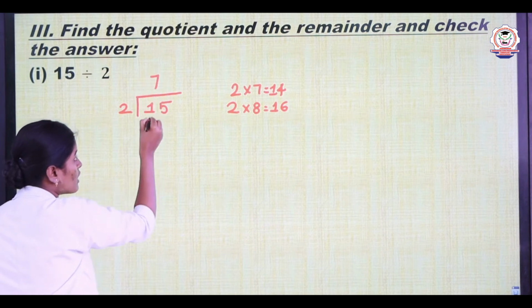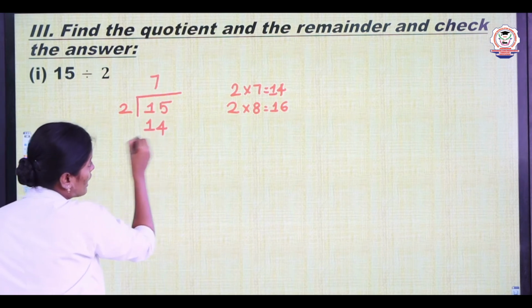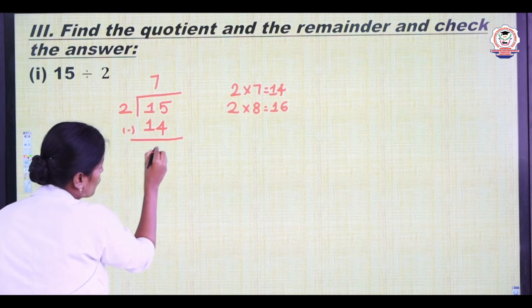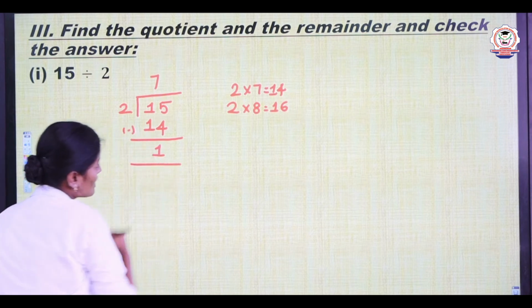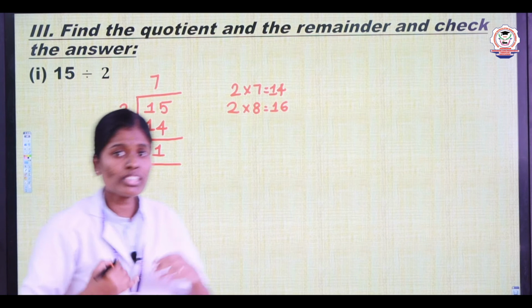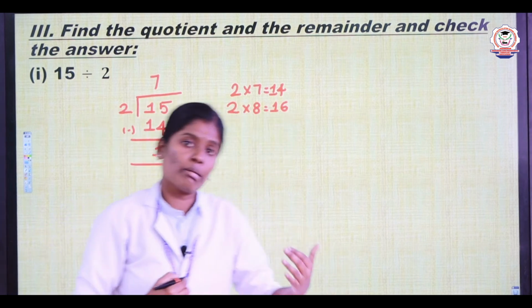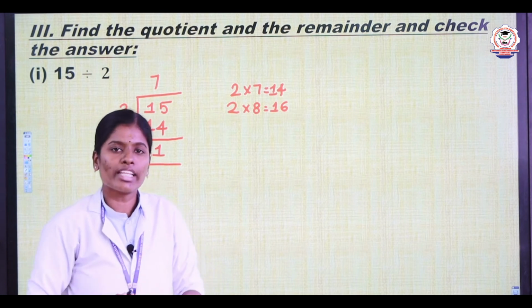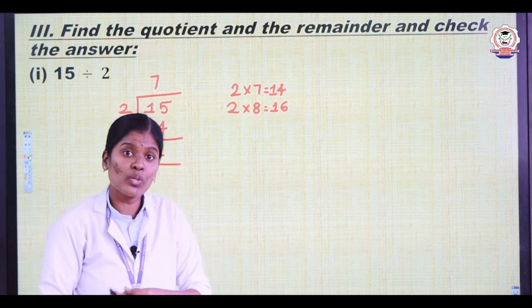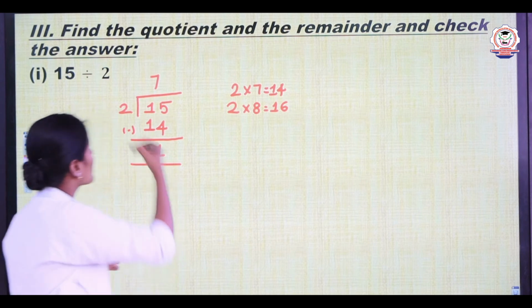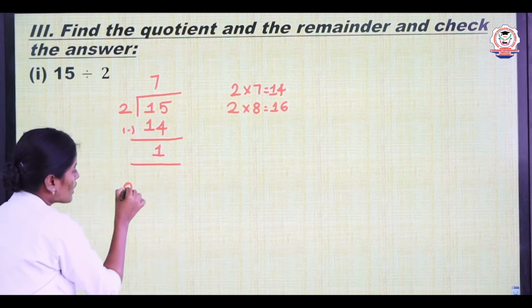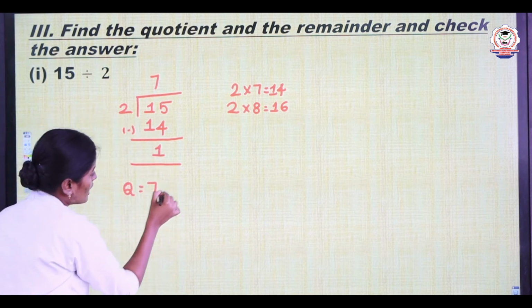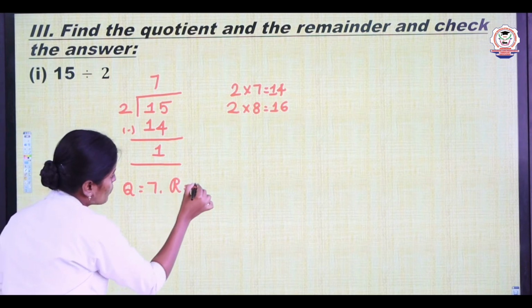7 times 2 is 14. Now 5 minus 4, the answer is 1. Then 1 minus 1, the answer is 0. Then you will stop this process. Why? Because hereafter there is no number. Now you are going to write the quotient value and remainder value, then you will check the answer. Here the quotient value is 7. Then that remainder value is 1.